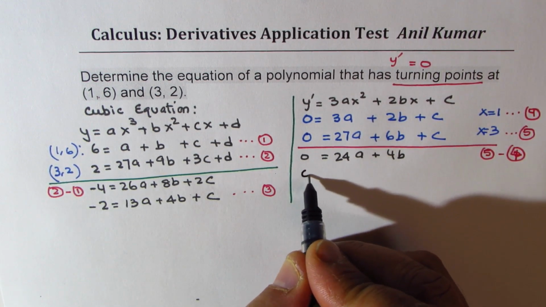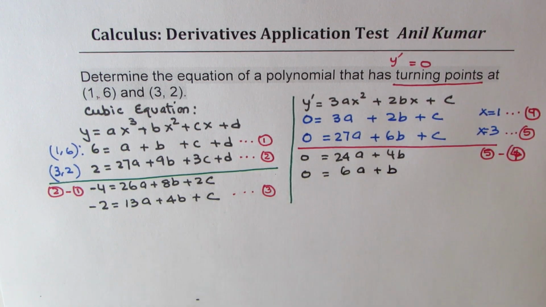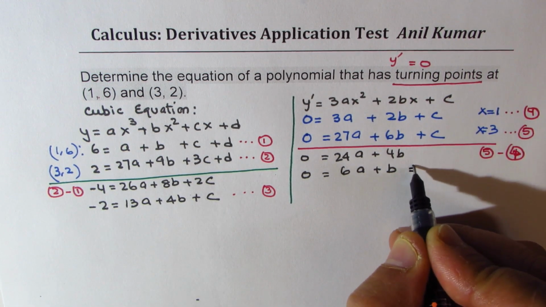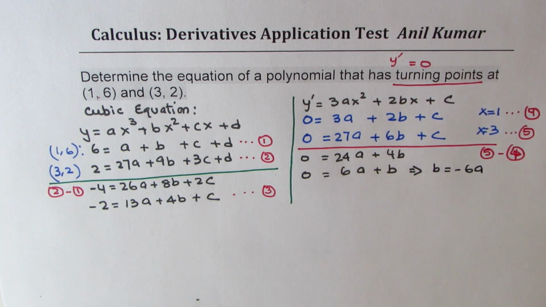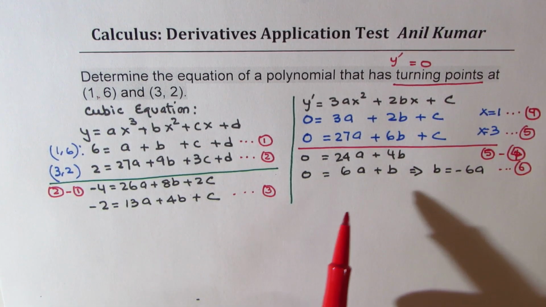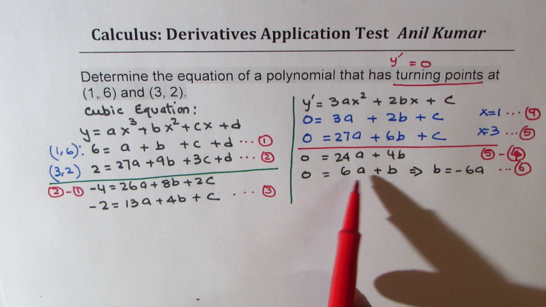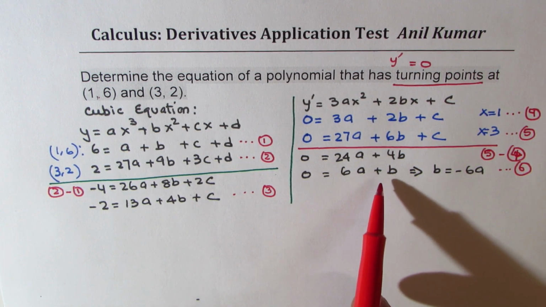Dividing by 4, I could write this as 6a plus b. Right? So we get the value of b in terms of a. We could also write this as b equals minus 6a. Okay. We'll call this our equation number 6. Now, we have two variables. We need another equation to solve with two variables.